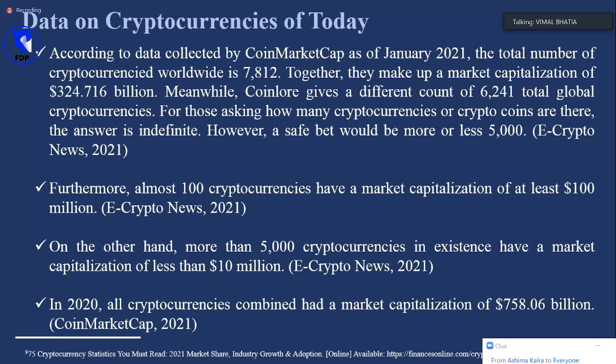Some of them have disappeared too. So there are issues as well. On the other hand, there are about 5,000 cryptocurrencies in existence with a market capitalization of less than 10 million. So there are various smaller cryptocurrencies valued at less than 10 million US dollars in 2020, and they have all only come in the last few years.